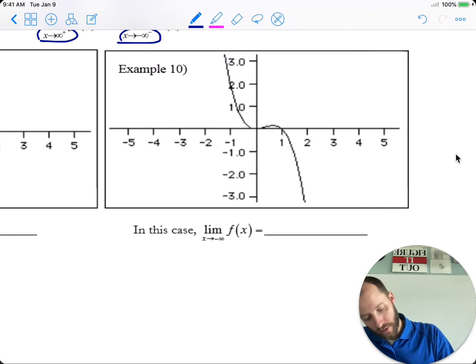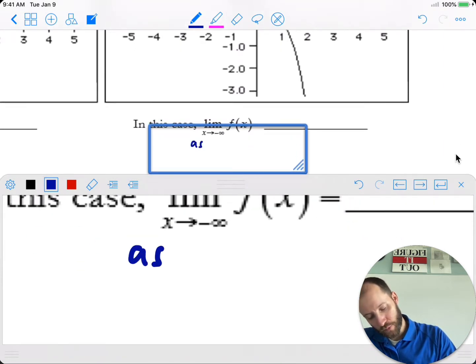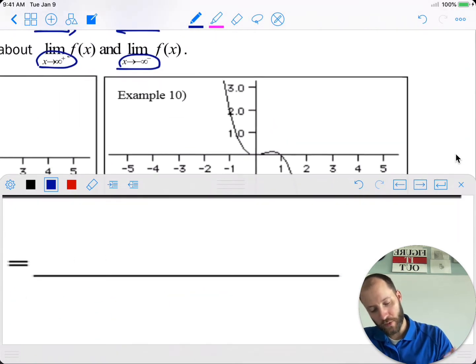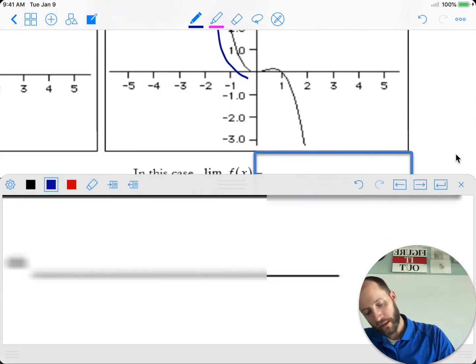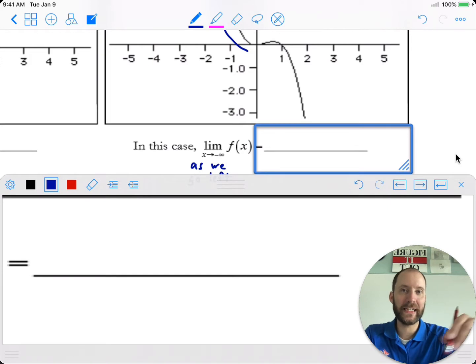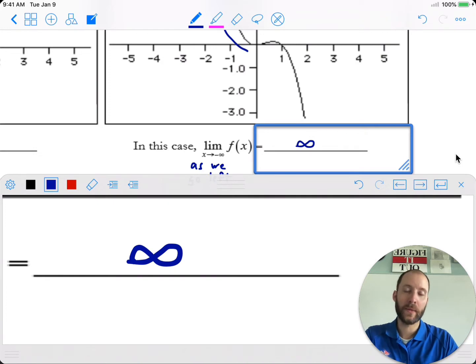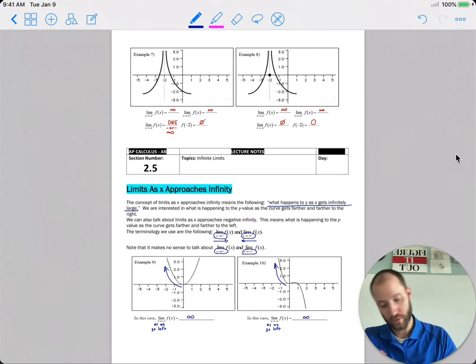Example 10, again, going towards negative infinity. So that is again as we go left. And as we go left, we see we're going up. So while the limit technically does not exist, we can say it's going up, positive infinity. For that example also.